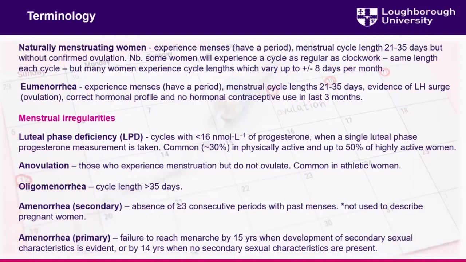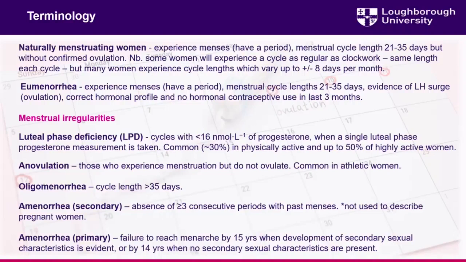You then have anovulation, or women who have a menstrual cycle but do not ovulate, and again, this is relatively common in our athletic women. Another menstrual irregularity that you may see is oligomenorrhea, and that's when people have a longer than average cycle length, so something longer than 35 days.